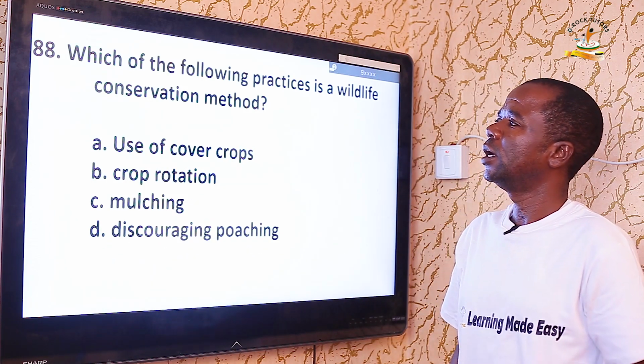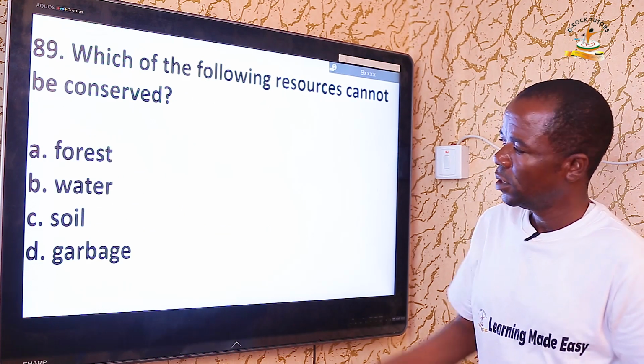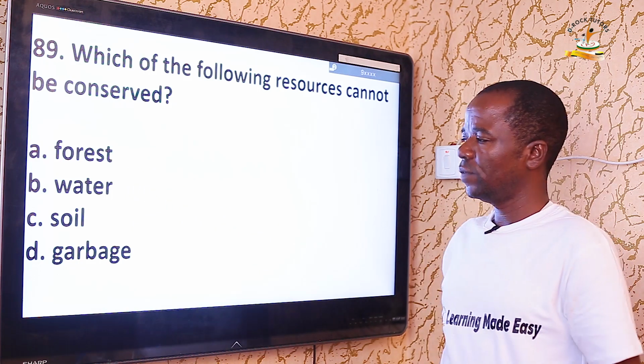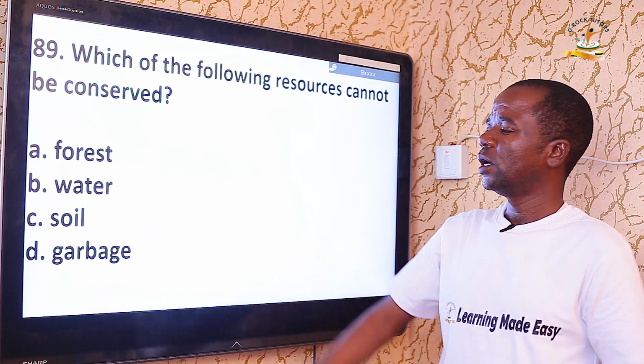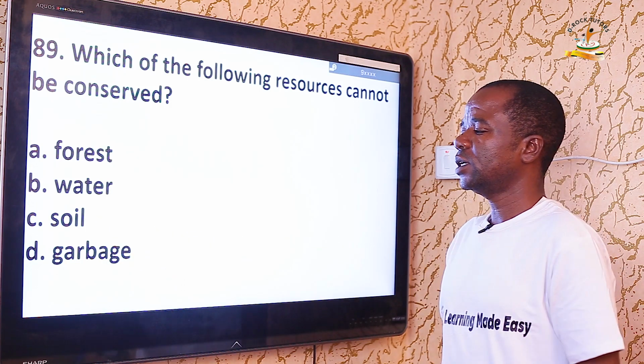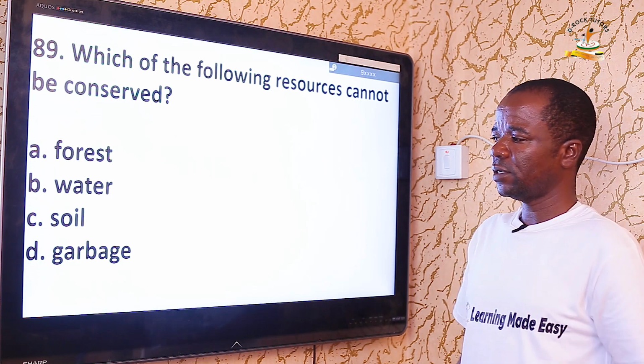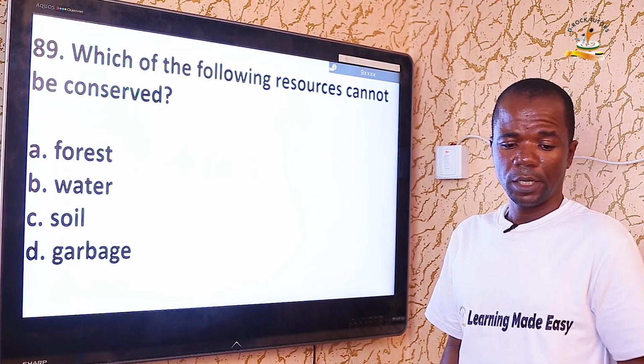Number 89. Which of the following resources cannot be conserved? Forests can be conserved, definitely. Water can be conserved, definitely. Soil can be conserved. Garbage cannot be conserved. So the correct answer is D.